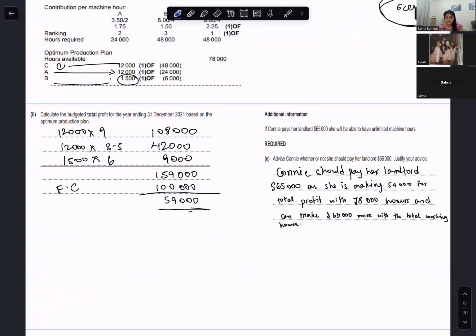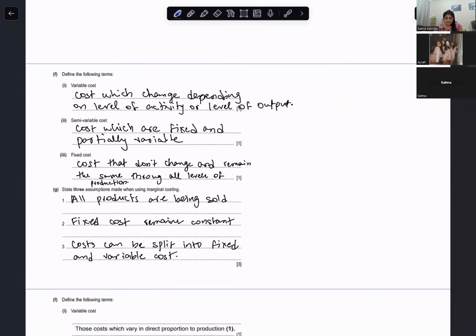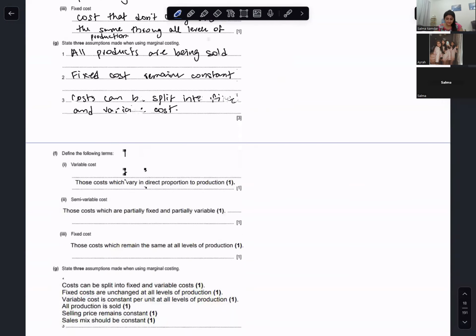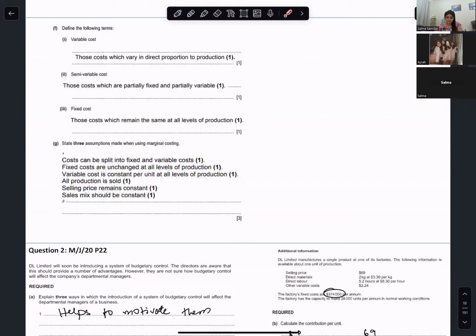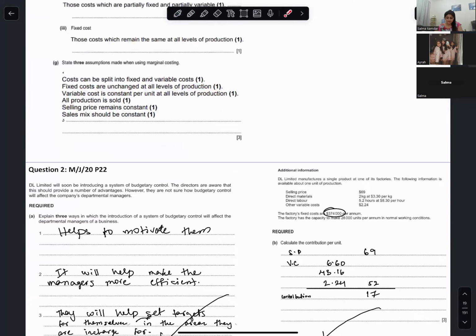Okay, 1 minute, hang on. The assumptions while using marginal costing: that fixed cost will remain constant, all products are being sold, and that the cost can be split into fixed cost and variable cost. What is variable cost? Variable cost is the cost that changes as per output. And semi-variable cost? Semi-variable costs are the costs that are partially fixed and partially variable. Fixed costs are the costs that do not change with output.